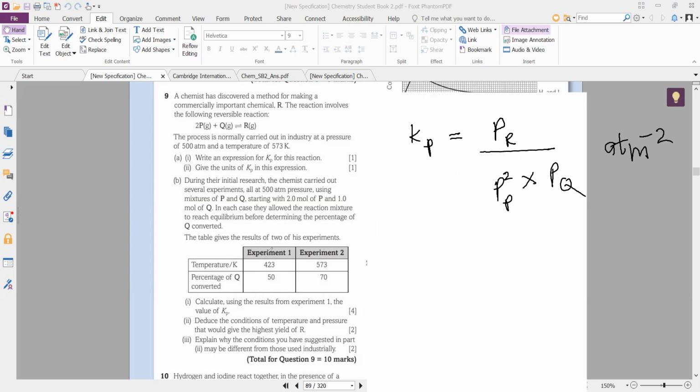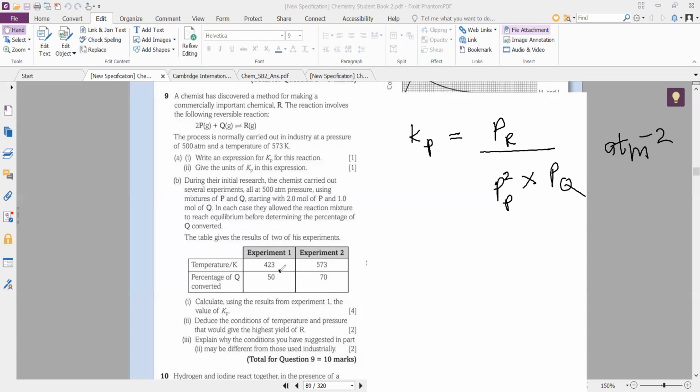During the initial research, the chemists carried out several experiments at 500 ATM pressure using the mixtures of P and Q, starting with 2 moles of P and 1 mole of Q. In each case, they allowed the reaction mixture to reach equilibrium before determining the percentage of Q converted. The table gives the results of the two experiments. Calculate the Kp for experiment 1.